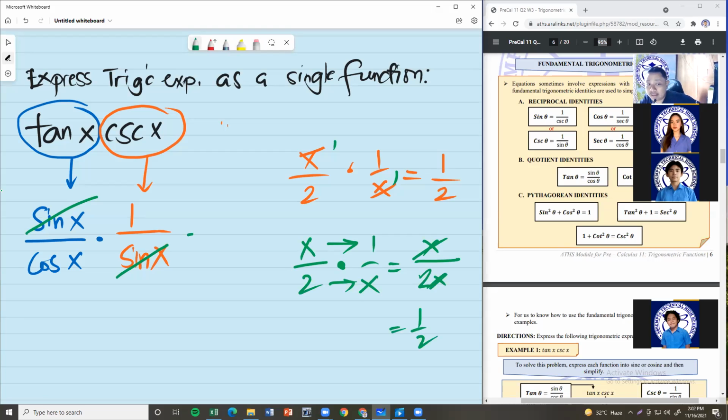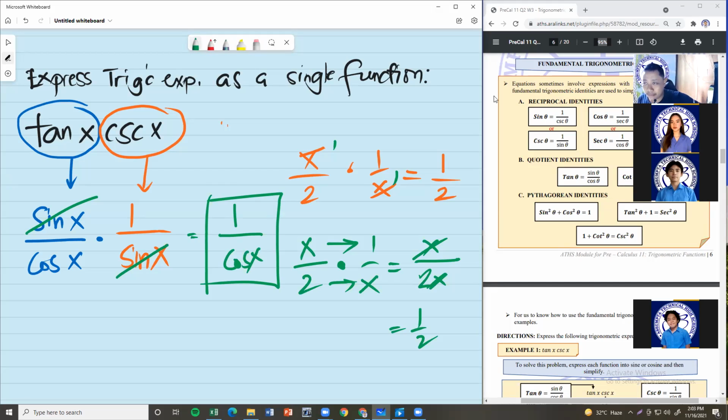So therefore, what's the answer here? When you cancel out sine x and sine x, the final answer will be, what's the answer? Okay, so the answer is 1 over cosine x. Correct. However, 1 over cosine x still looks complicated. It still looks complicated kasi naka-fraction form pa siya.